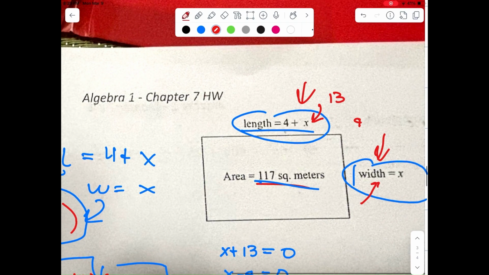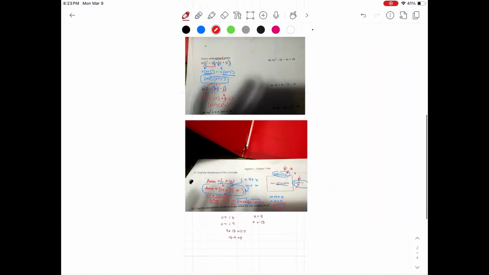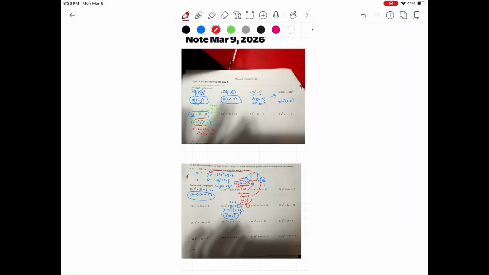So now that you have x, all you're going to do is plug in for these. So our width is just going to be 9 and our length would be 9 plus 4, so 13. And you can do a sanity check, or, does that make sense, by just simply multiplying the two. So you have 13 times 9. Well, that's 117. So there you go. That's exactly what we wanted. And that checks out. So if you have any more questions, let me know. I can go through them again or I can do more.